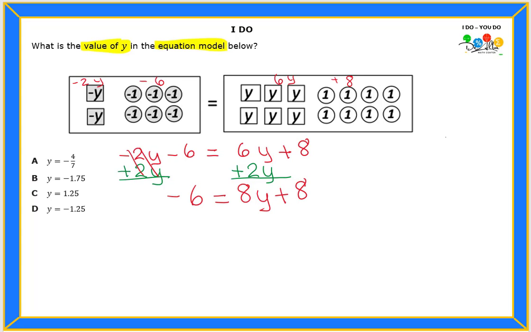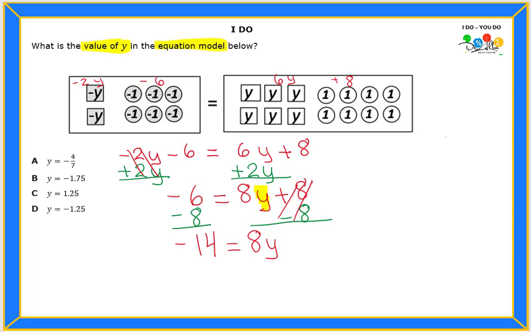So notice how now the y is getting better there, right? It's on one side. I don't have y's on both sides. So I need to get rid of the +8. Okay? That's my constant. How do I get rid of the +8? By subtracting 8 on both sides. Okay? So when I subtracted 8 on the right, it cancels my 8. So I am going to end up with 8y. And on the left side, -6 minus 8 is a -14.